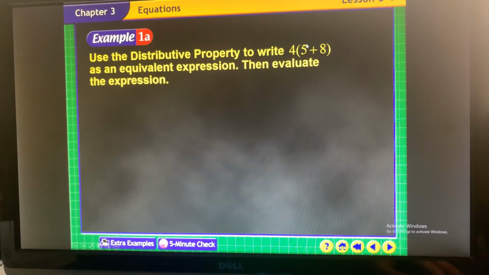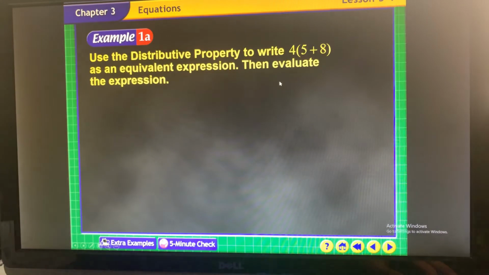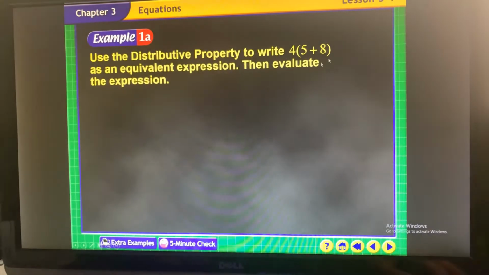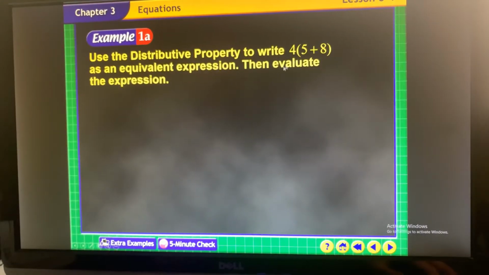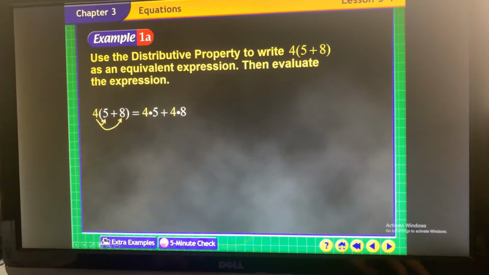We know the order of operations. Normally we just do 8 plus 5 and then multiply it by 4. I just want you to understand there's another way to evaluate it. We're usually going to do it with algebraic expressions. So basically, this is all you're doing.